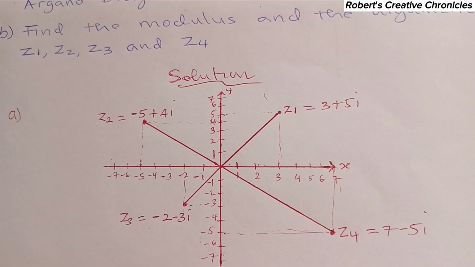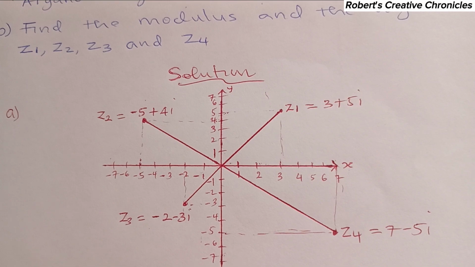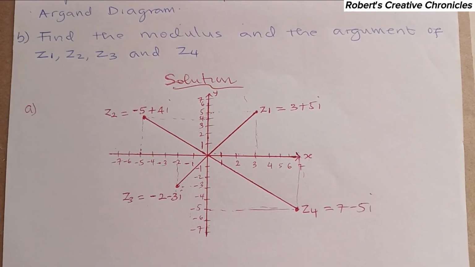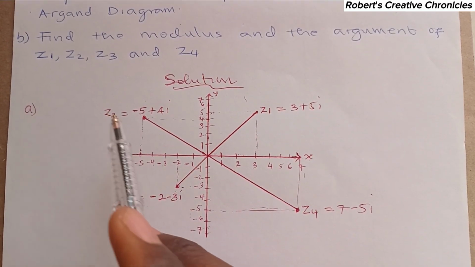So now let's move to the B part. Find the modulus and the argument of z1, z2, z3, and z4.